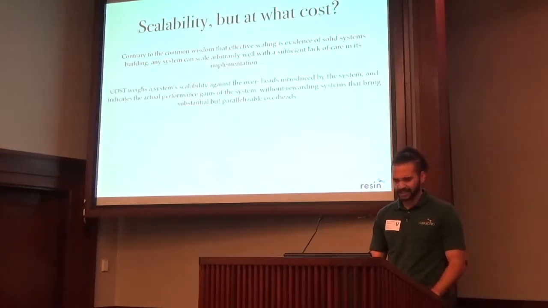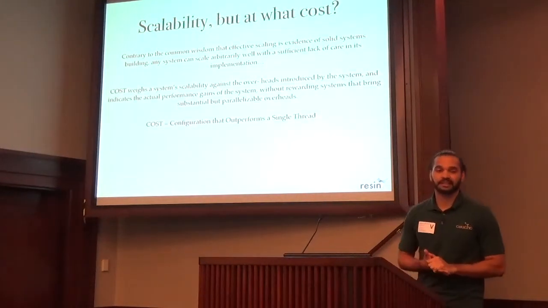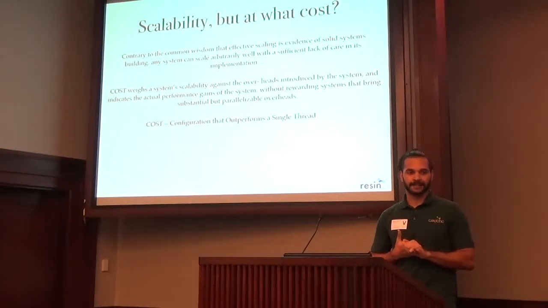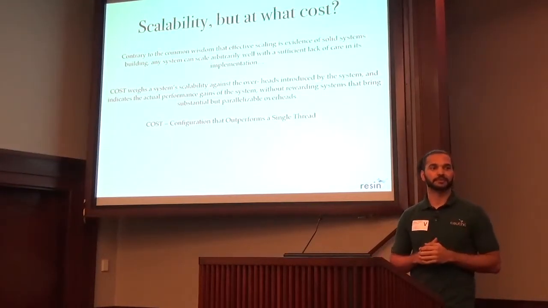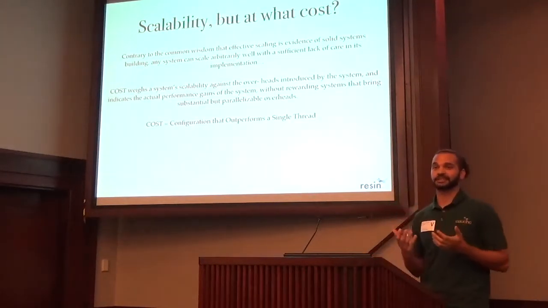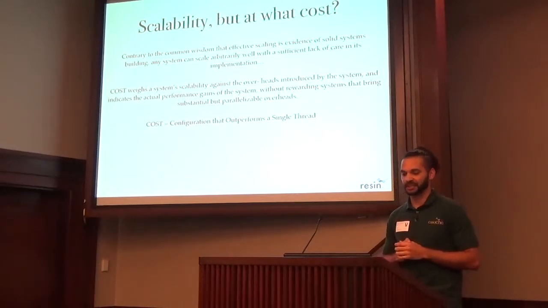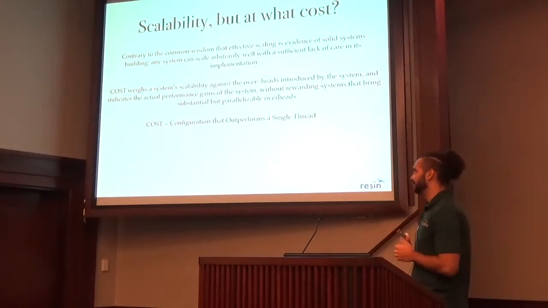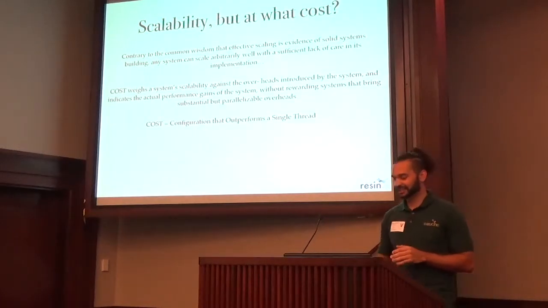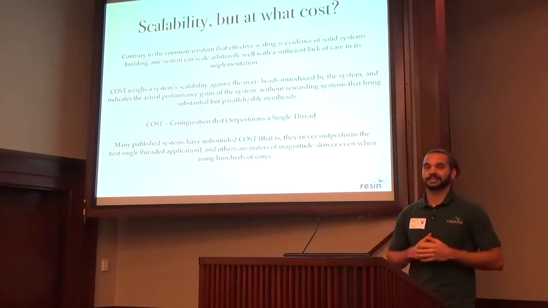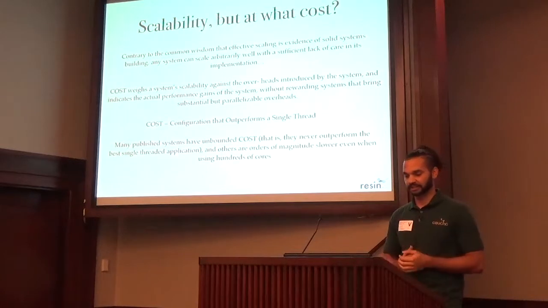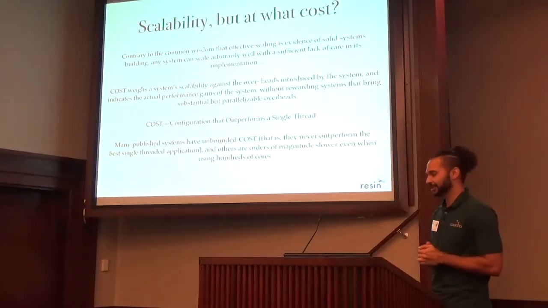What they find are a couple of key points. Contrary to the common wisdom that effective scaling is evidence of solid system building, any system out there can scale. What COST does is measure the configuration that outperforms a single thread. It weighs the system's scalability against the overheads introduced by the system, and that indicates the actual performance gains of the system. What Frank and his team find is that many of the published systems out there have unbounded costs. That is, systems of hundreds of cores all working together, costing hundreds of thousands of dollars, are never able to outperform a single-thread implementation of that same application. They are orders of magnitude slower, even using hundreds of cores.